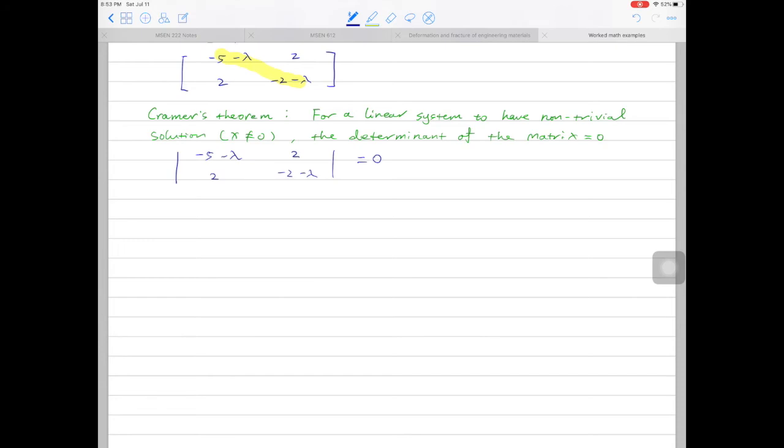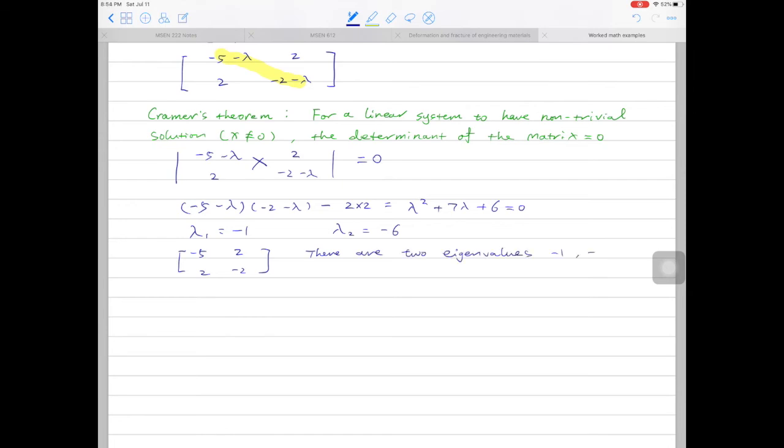Now, let's solve for lambda. The determinant of the matrix on the left-hand side is simply this multiplied by this, minus this multiplied by this. And this gives us this expression. Solving for lambda, we have two values. Lambda 1 is equal to minus 1, and lambda 2 is equal to minus 6. So for the original matrix, let me write that down. That was the original matrix. There are two eigenvalues, minus 1 and minus 6.